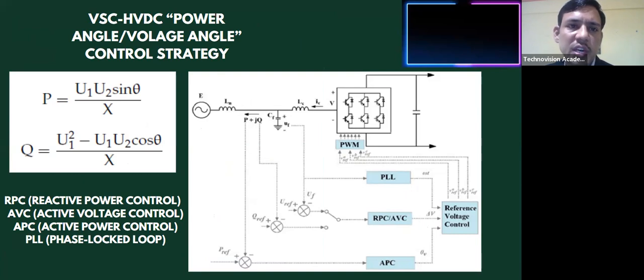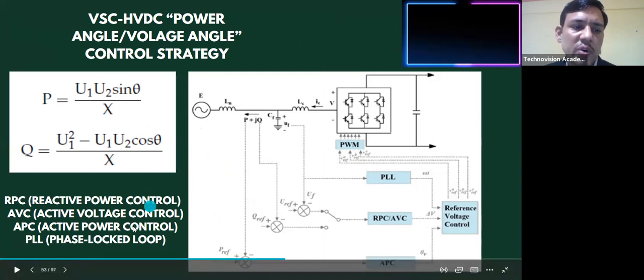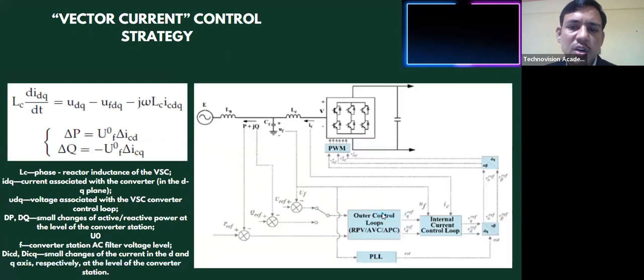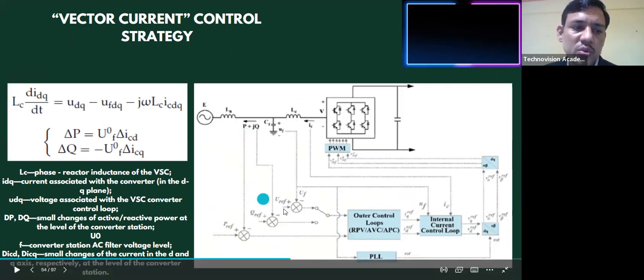this VSC HVDC system. So there are certain basic equations for active and reactive power, and these are the control strategies that were used. Here phase lock loop, then reactive power control or active power control, then AC voltage control. So these are some of the control strategies used. Again, vector control. This is one of the methods where this DQ type of vector control strategy is used.